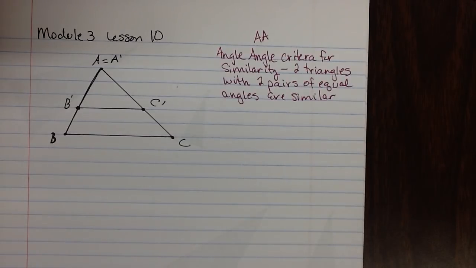Do you think that it is enough to say that two triangles are similar just by comparing two pairs of corresponding angles? I want you to write down what you think. Do you think it would be enough information to verify that two triangles are similar if you have two corresponding angles? 10 seconds, write it down.